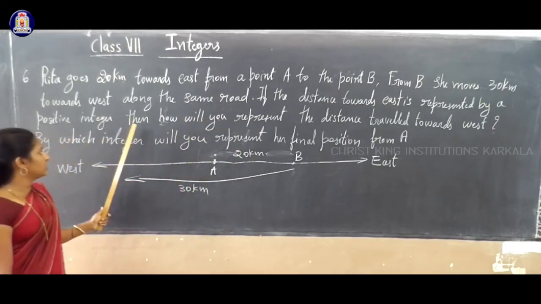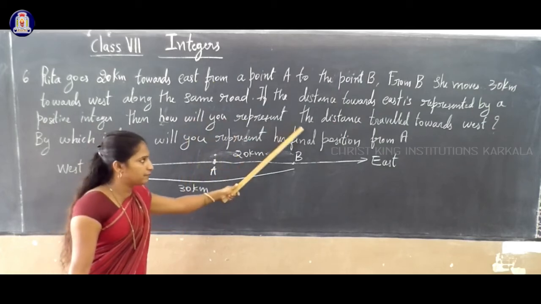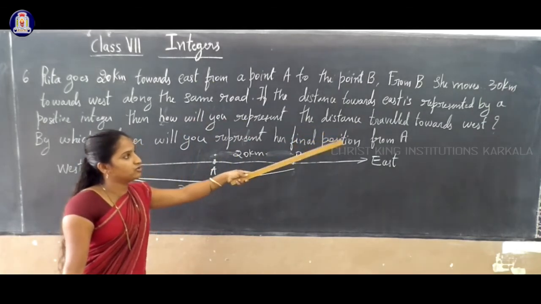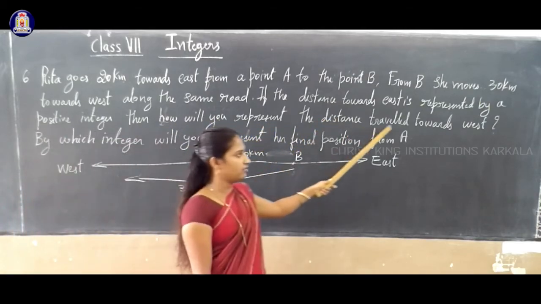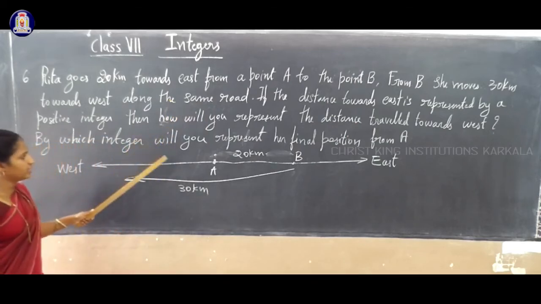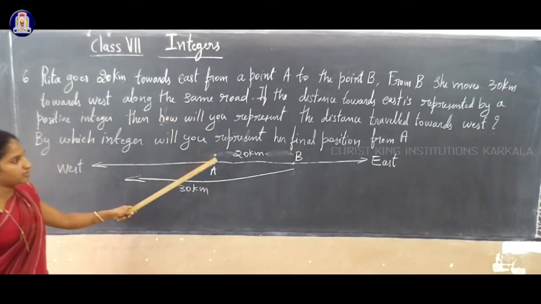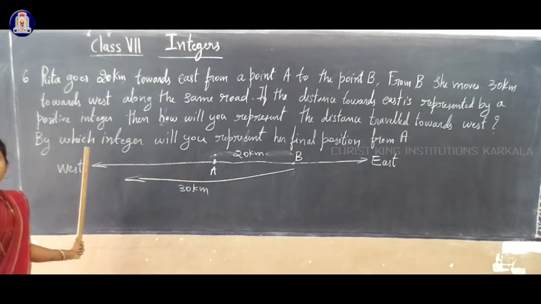Then what is the question now? Then how will you represent the distance traveled towards the west? So what is the answer? We can represent distance traveled towards west by negative integer, correct?